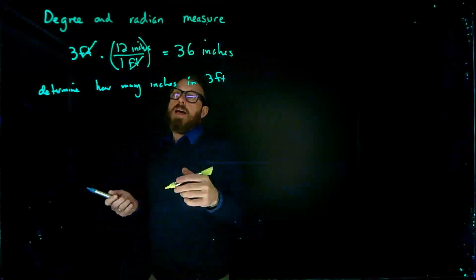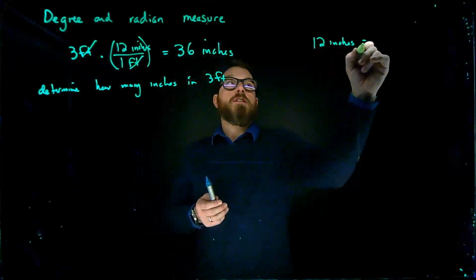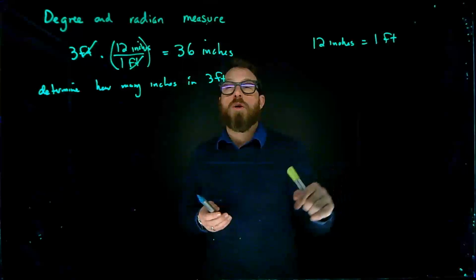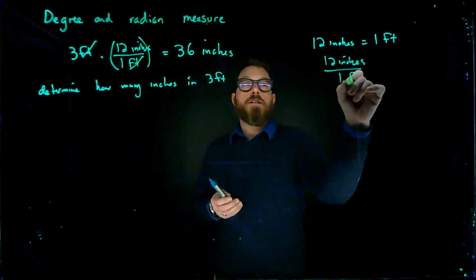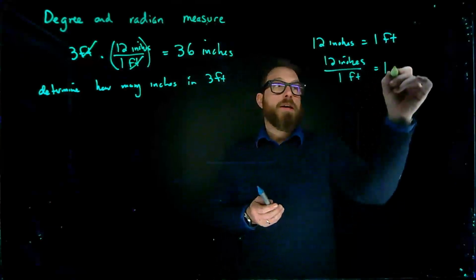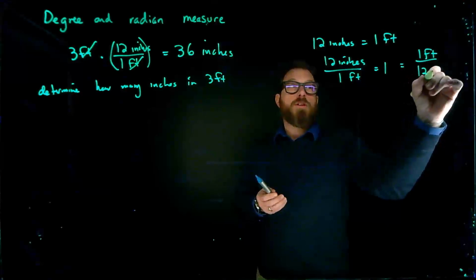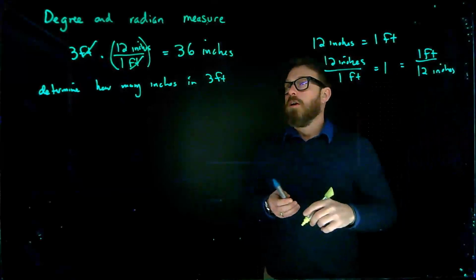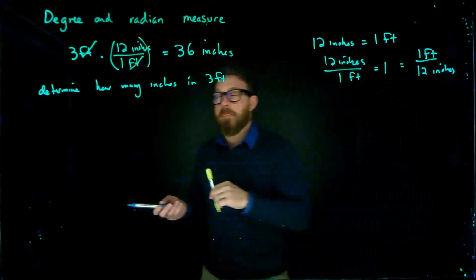So building a unit factor, the reason why we know that 12 over 1 foot is because 12 inches is equal to 1 foot. Therefore, if I take 12 inches and divide it by 1 foot, this is equal to the number 1. And similarly, if I do it the other way, I can say 1 foot divided by 12 inches is also equal to the number 1. So if I wanted to go from inches back to feet, I would use this unit factor instead.